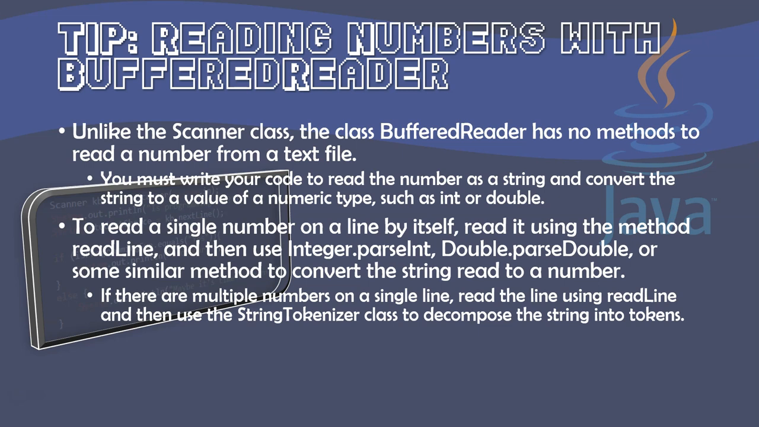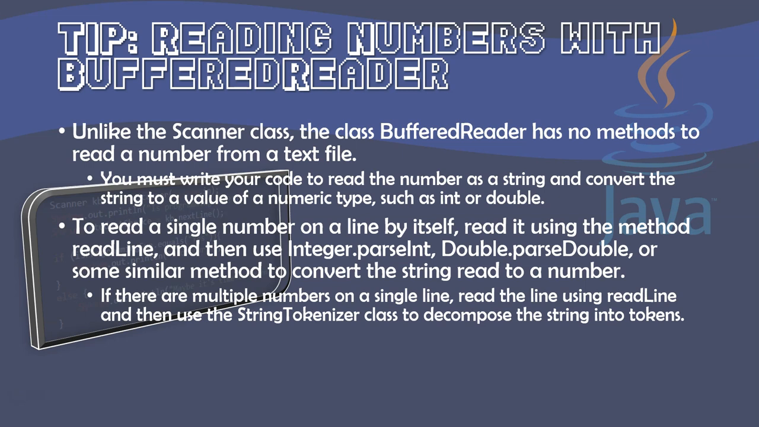So if we want to read a single number on a line, and notice it's using the readLine method and not necessarily read, we want to read it using the method readLine, as I just mentioned. Then we have to use Integer.parseInt or Double.parseDouble or some other similar method to convert whatever's in that string to a number.